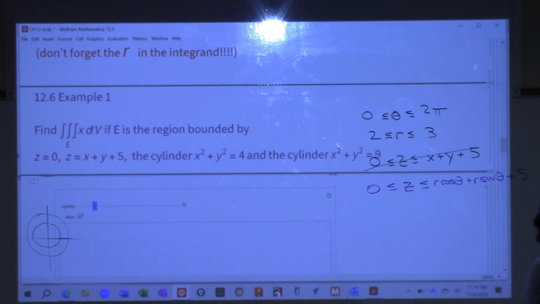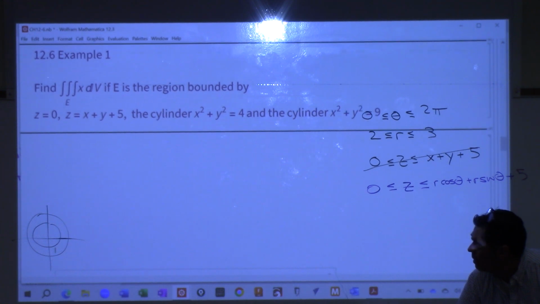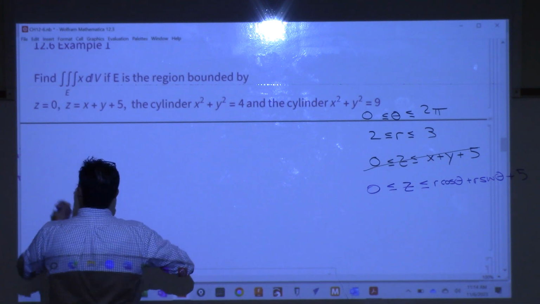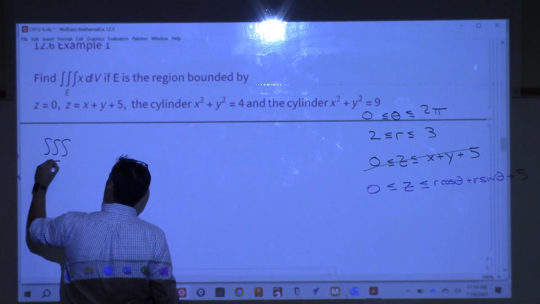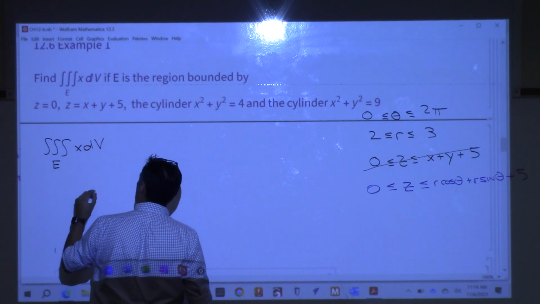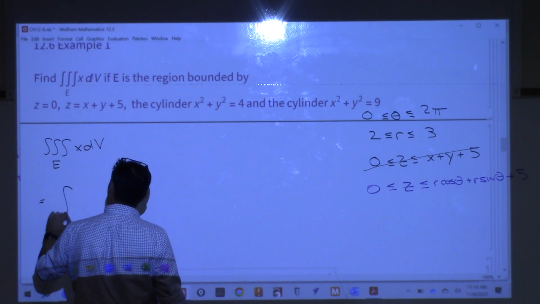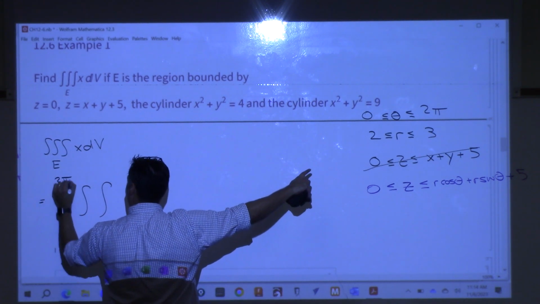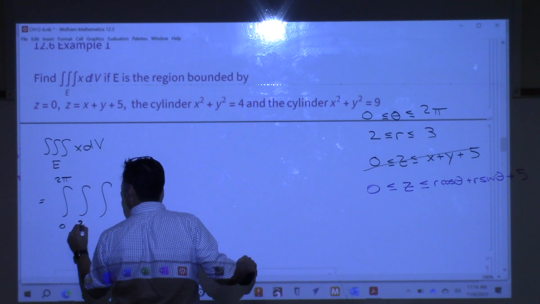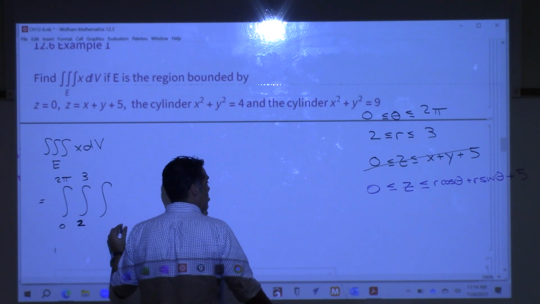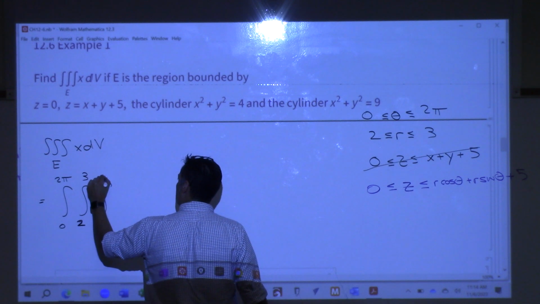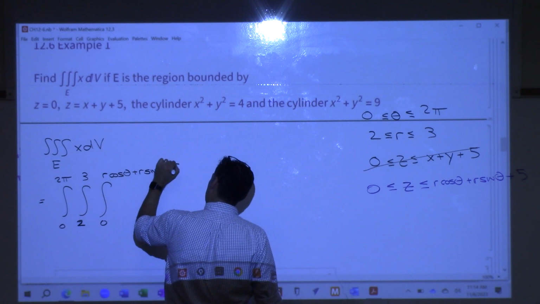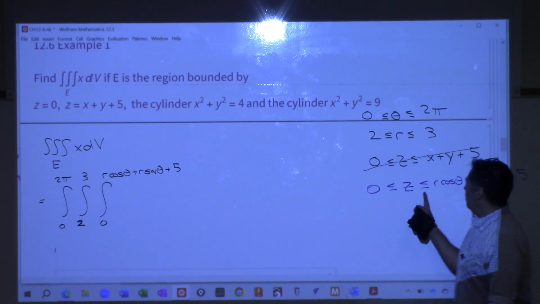Let me go ahead and come in here. Okay, so we've got the triple integral over E of x dV should be equal to the triple integral. I've got 0 to 2 pi, 2 to 3, and then 0 to, yeah, it's going to be an ugly upper limit of integration, isn't it? Look at that. Your upper limit of integration is this entire thing.